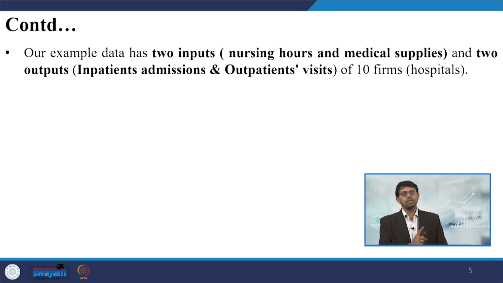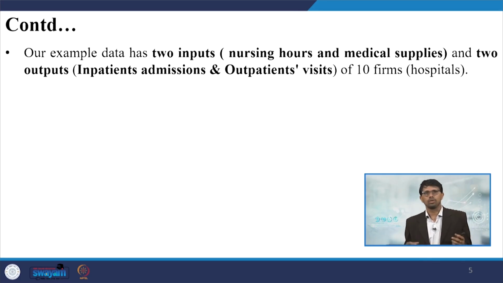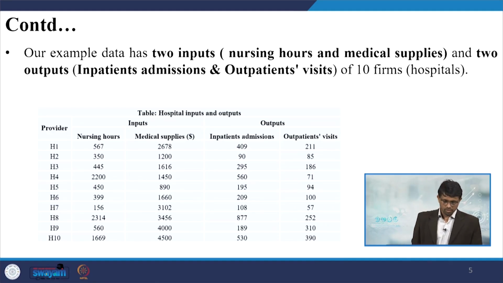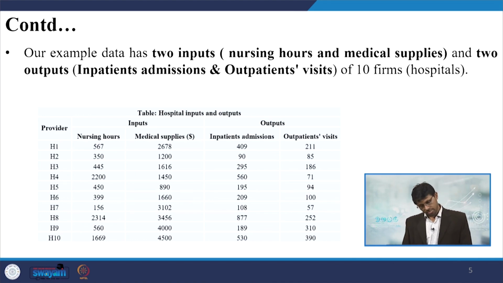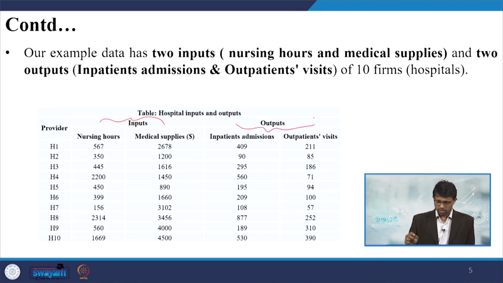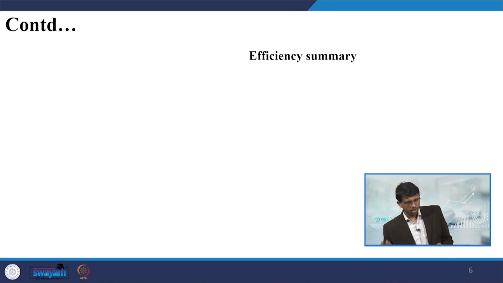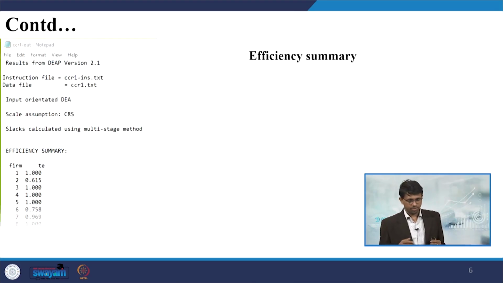In our example data set, if you remember, we discussed a 2 inputs and 2 outputs case. That was the example of nursing hours and medical supplies and their impact on inpatient admissions and outpatient visits of the 10 hospitals or 10 firms. So, this is where we stand. There are 10 DMUs, or firms, or hospitals here, and there are 2 inputs. These 2 are the inputs and these 2 are the outputs.